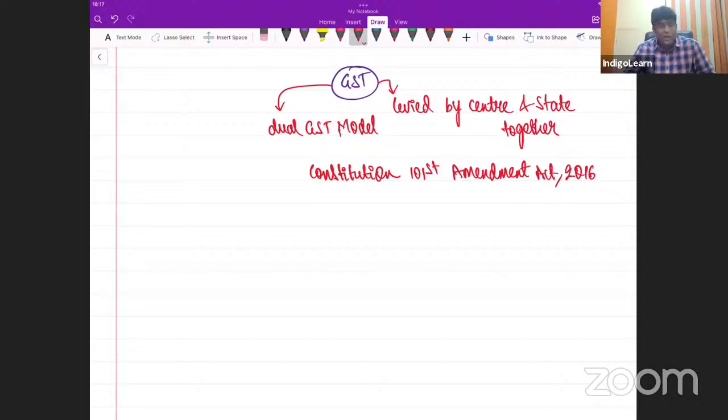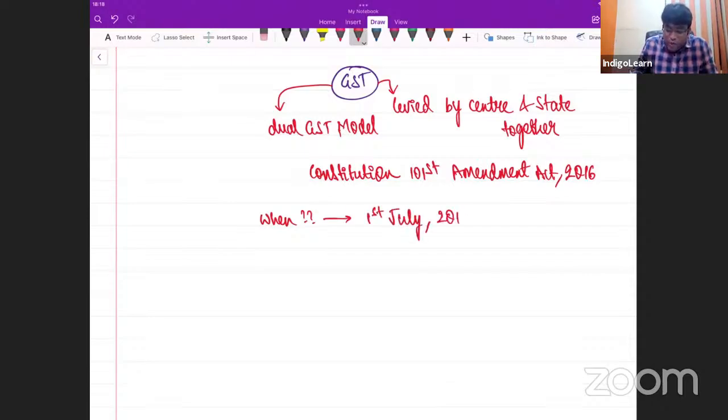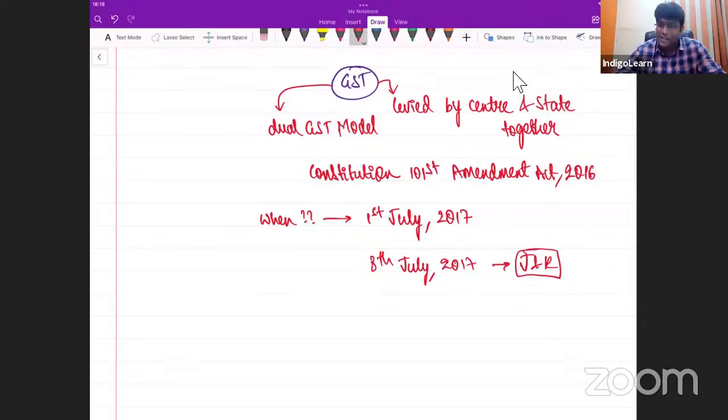Makes sense, right? So now, first interesting question. When did GST come into force? The GST has come into force on 1st of July 2017. But one point to be noted that as on 1st of July, all the states in India have agreed for GST except Jammu and Kashmir. But Jammu and Kashmir has given consent to GST on 8th of July 2017. 8th of July 2017, Jammu and Kashmir also has given consent for GST.